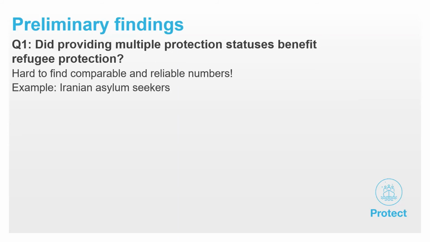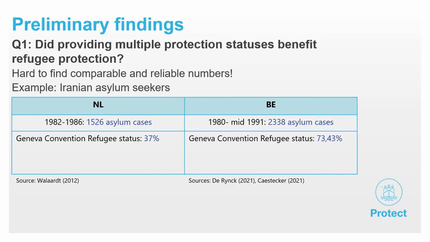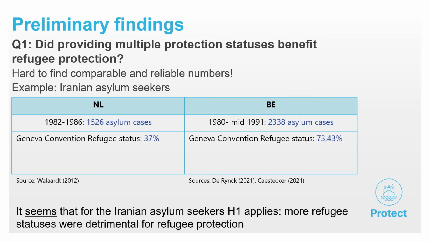A first example concerns the Iranian asylum seekers. When we look at the recognition numbers, we see that in Belgium, more refugees got a Geneva Convention status than in the Netherlands. These results indicate that our first hypothesis prevails, that more refugee statuses were detrimental for refugee protection. However, we still need to be cautious. For the Netherlands, we do not yet know for sure the percentages of people that got a de facto refugee status or got a protection status after appeal. For Belgium, the statistics are easier as there was no appeal available and there were no other protection statuses.